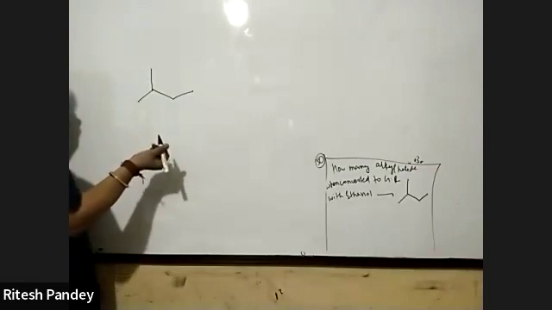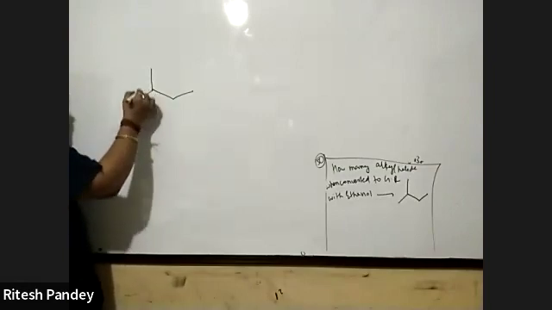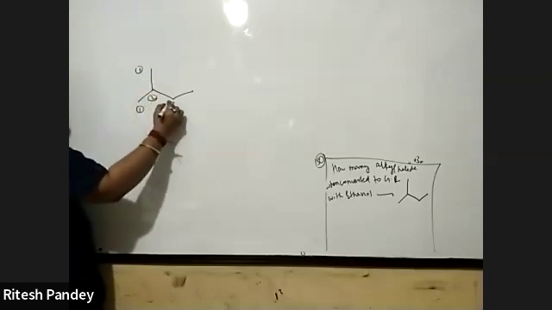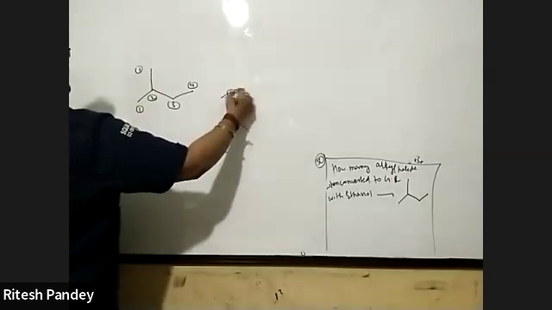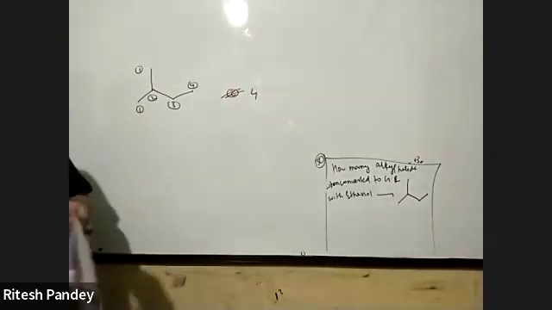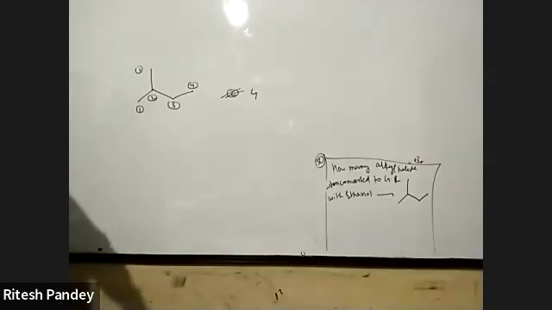It's as good as finding the corresponding halide, which could be attached to the skeleton, which will be like 1, 1, 2, 3, 4 again. So the answer is 4, which is option C. Fair enough? So with this, we come to the end of this set of questions.